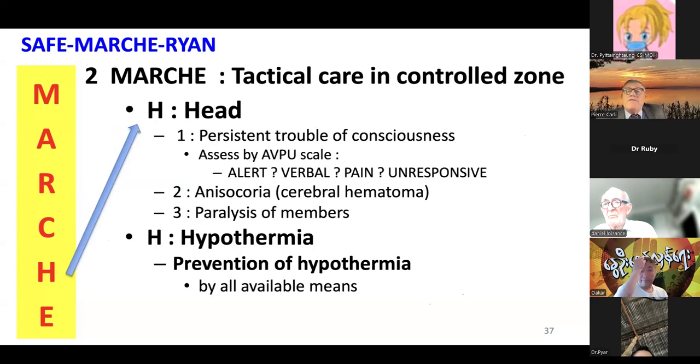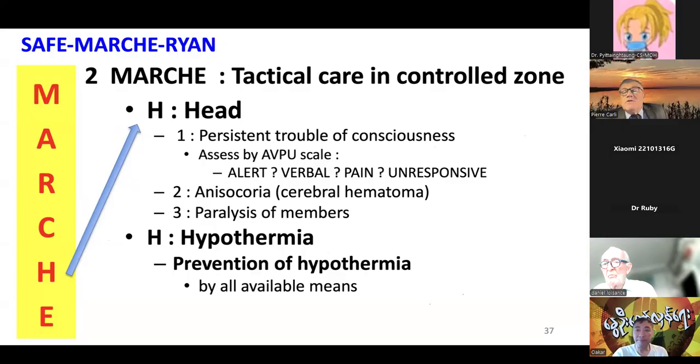When you arrive to the head, this is also very important. How to quickly assess the neurological status of the victims in the middle of the field? It's simple. First, is the patient, the victim, alert? Can the victim talk, verbal? Does he feel pain or show a pain reaction, or is he unresponsive? And you see the various levels.